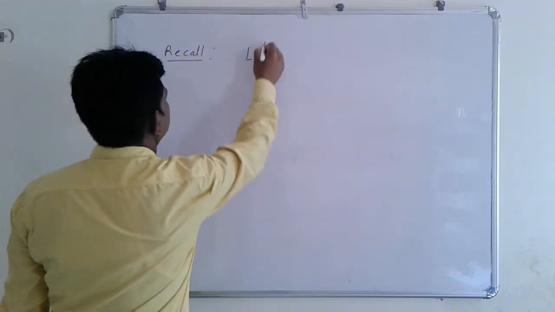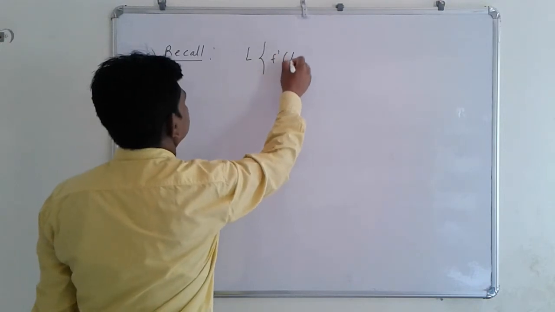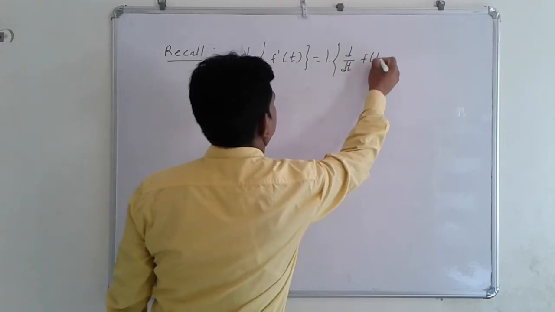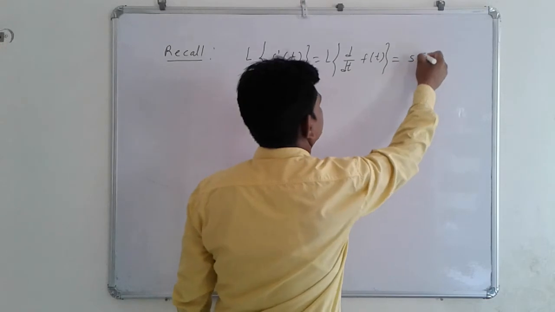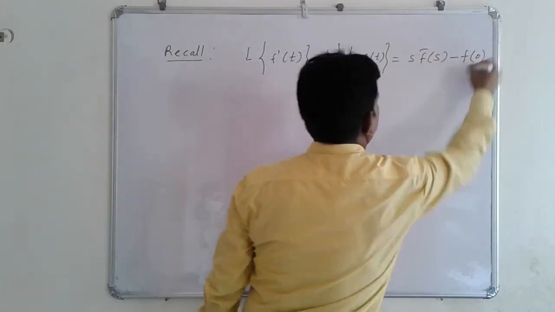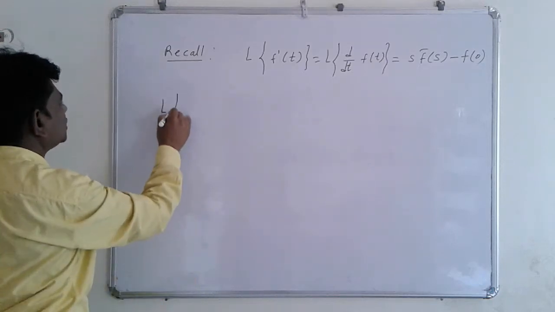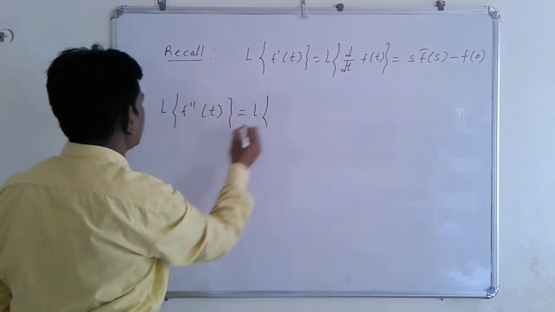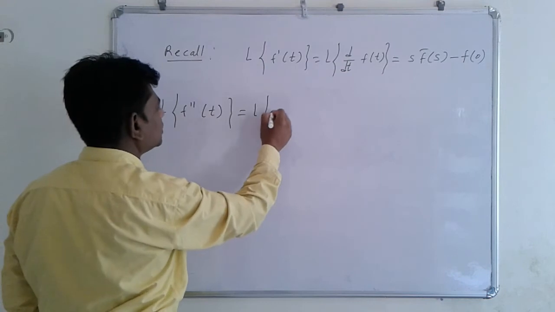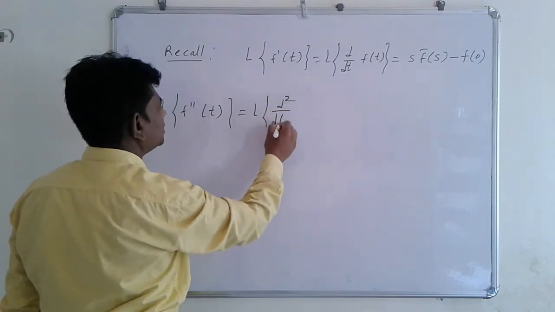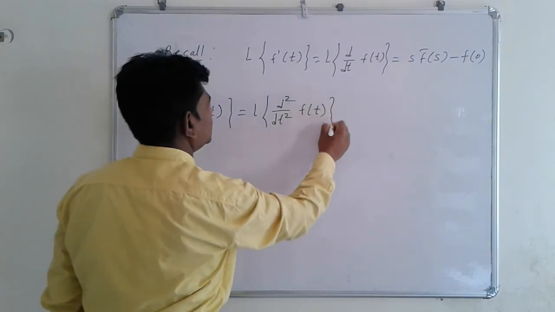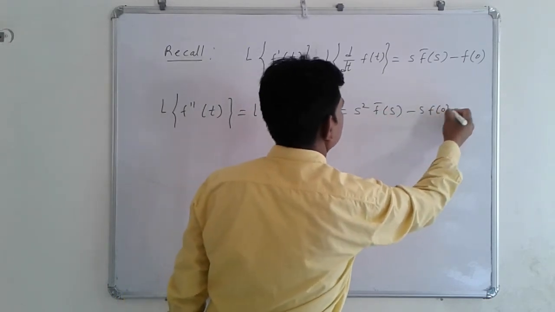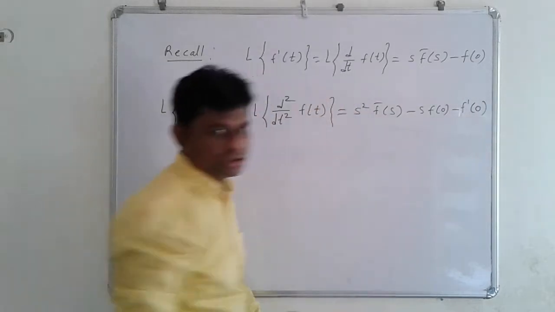Recall Laplace transform of f prime of t, means Laplace transform of d by dt f of t, and this is equal to s times f bar s minus f of 0, and Laplace transform of f double prime of t, where double prime denotes the second order derivative of f of t, so d2 by dt square f of t is equal to s square f bar s minus s f of 0 minus f prime of 0.